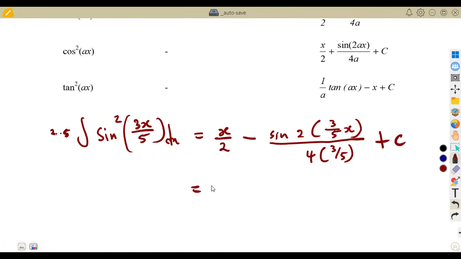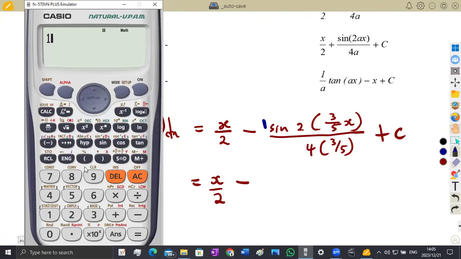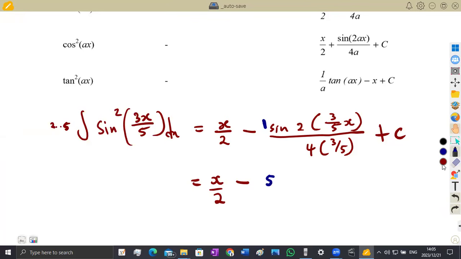We can simplify this part. So this will be x over 2 minus. Here we can simplify this, the same as 1 divided by this one. I'm just going to show you on the calculator what I'm trying to say. On your calculator, just divide straightforwardly: 1 over 4 times the bracket of 3 over 5. This is going to give you 5 over 12, all right? So here we are going to get 5 over 12 from the simplification of this.